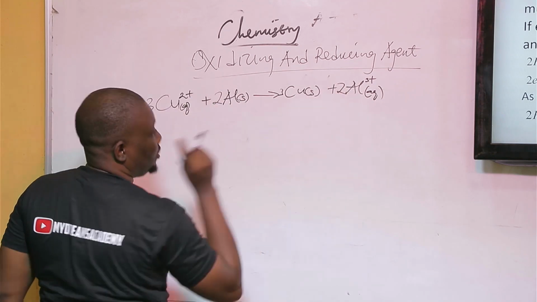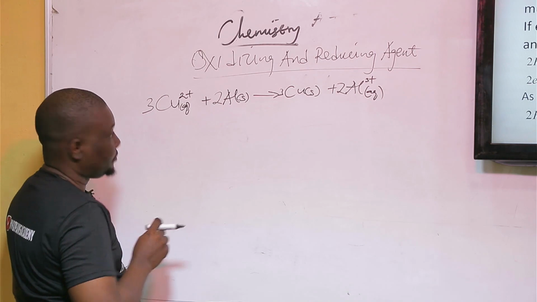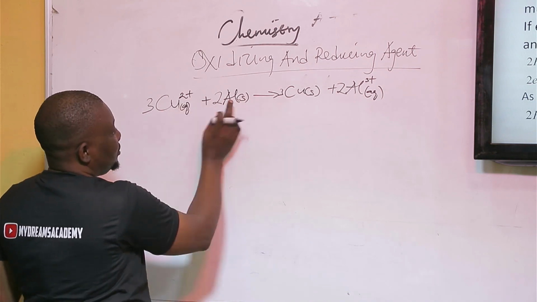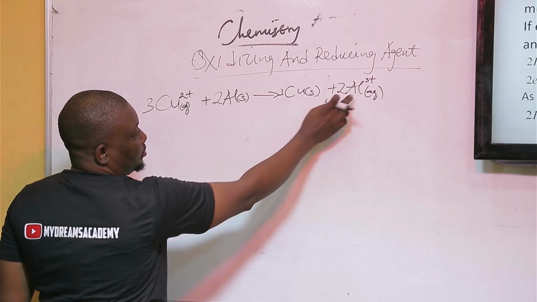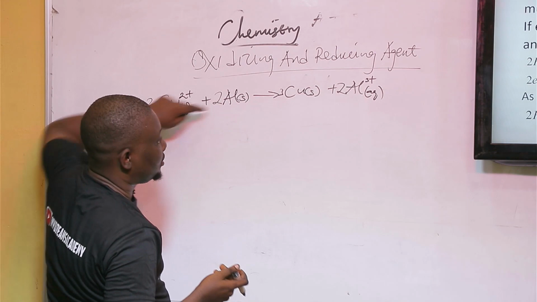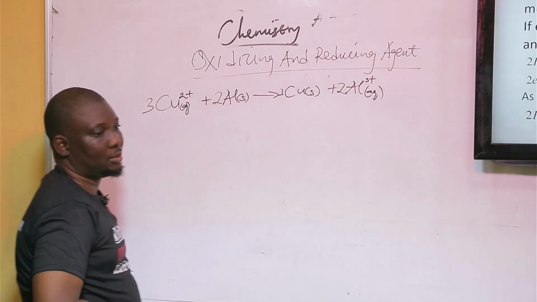So here it will be 2, here will be 2. This equation is balanced. Check it. 3 moles of copper both sides, 2 moles of aluminium, 2 moles of aluminium. In terms of charge, 2 times 3 is 6, 2 times 3 is 6. It's balanced.